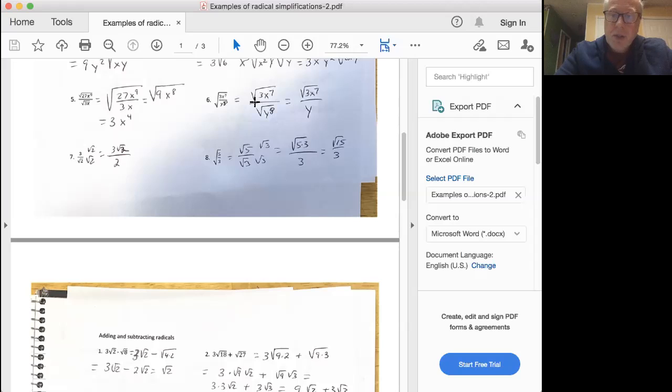Pull out an x to the 3rd and write it as x to the 3rd times the square root of 3x. The y to the 8th, though, the square root of y to the 8th, that's going to be y to the 8 over 2. So that really should be y to the 4th. So I'm going to correct this one. So this one should equal x to the 3rd times the square root of 3x. And this should be a y to the 4th.